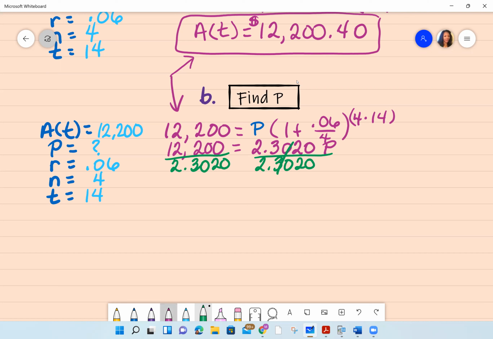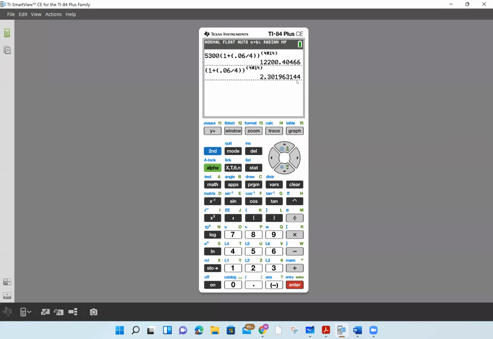So now once I simplify in the calculator, 12,200 divided by 2.3020. Well, actually, let's just go do that real quick. So that's going to be 12,200 divided by, now what I typically do is I take the whole answer. So I'm going to go to second and then the negative sign, which is going to copy down that whole answer so I don't have to keep typing it in. And that's going to give me 5299.8. Well, that 0.8 is going to round this up to 5,300.